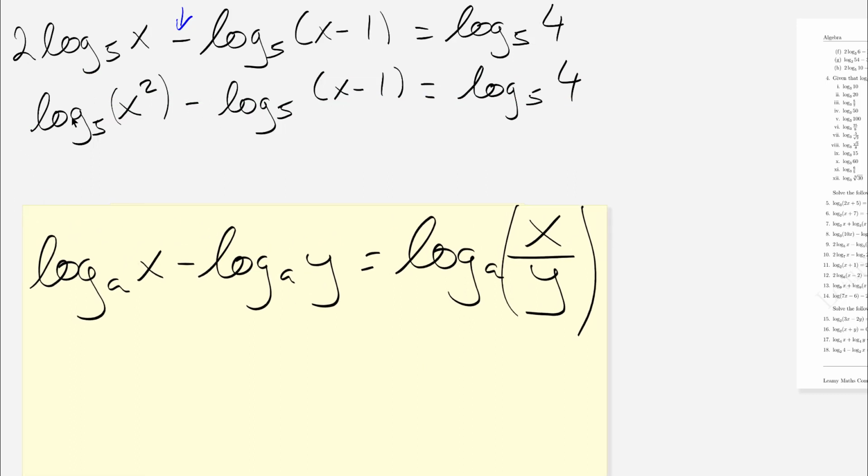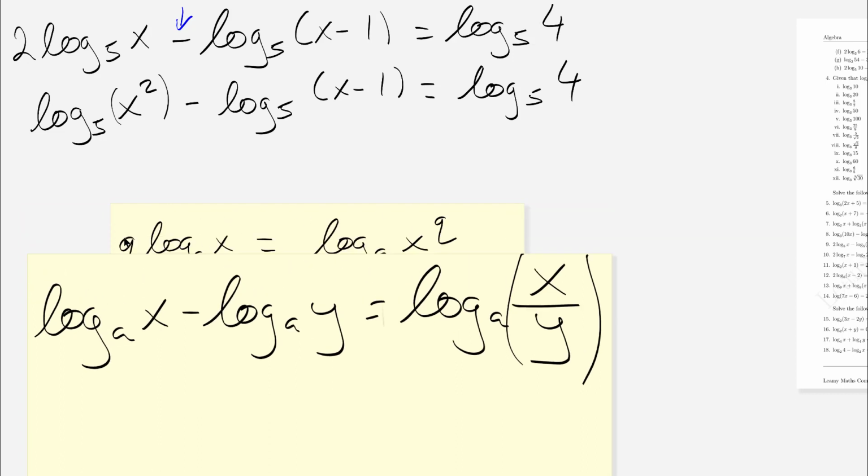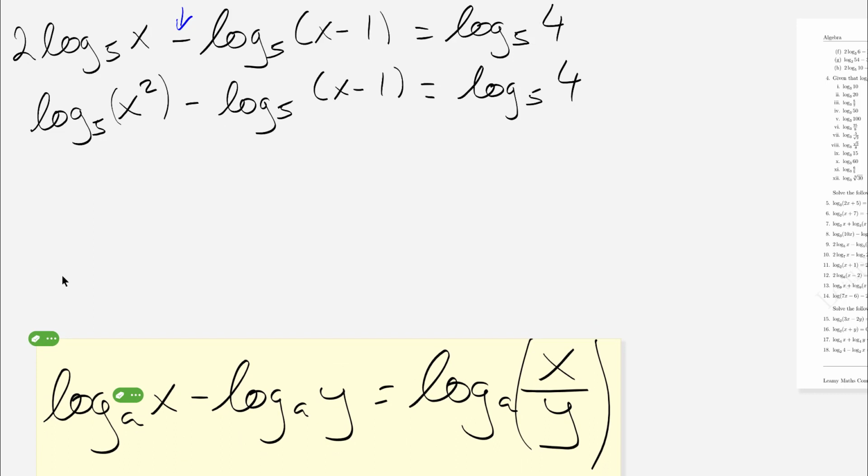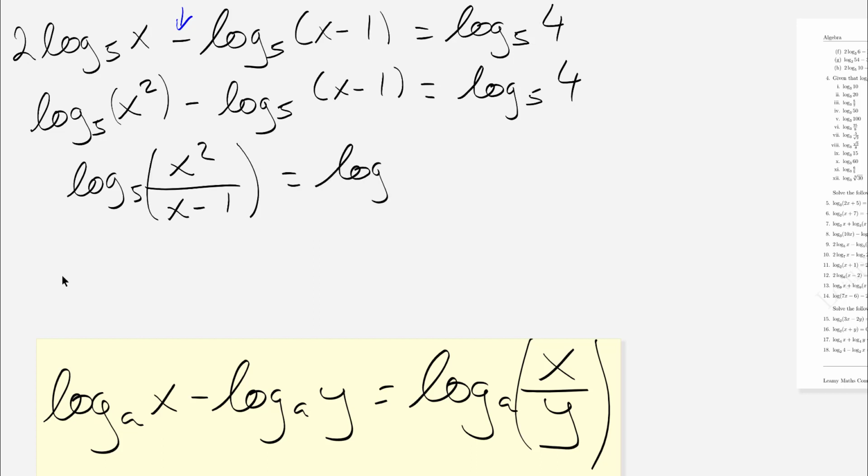I have two separate logs, and I'm going to use this rule to condense it and represent it as one log. So my next line here: log to the base 5 of x squared divided by x minus 1 equals log to the base 5 of 4. So we're in a good position here.